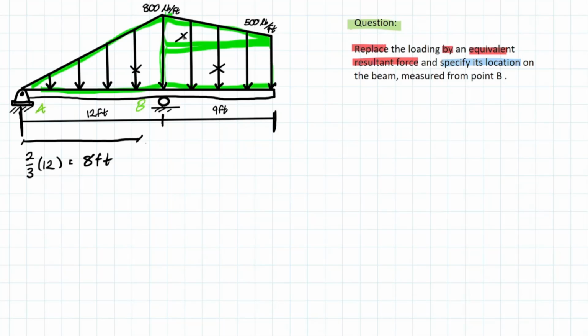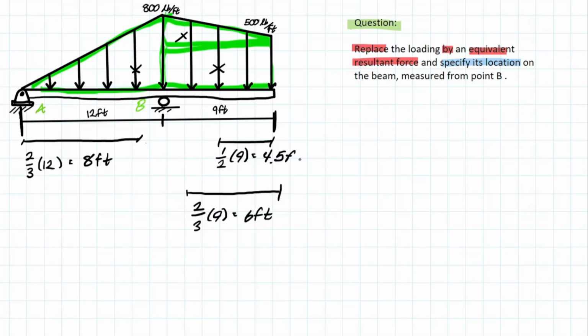And we can do it similarly for this triangle up here as well. We will have, let me draw another line, 2/3 of the span, which is 9 in this case, which will give us 6 feet. And then we have the rectangular shape, which is half of its span. So we have 1/2 instead. So 1/2 of 9 is equal to 4.5 feet.